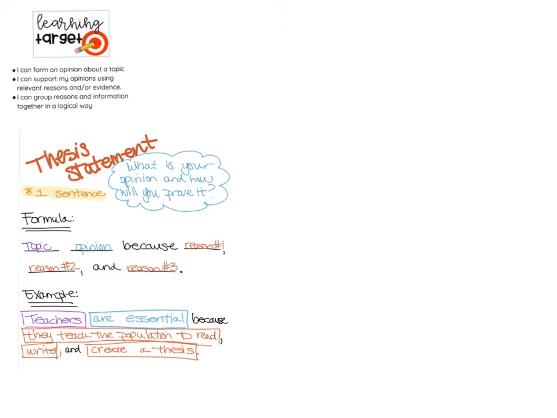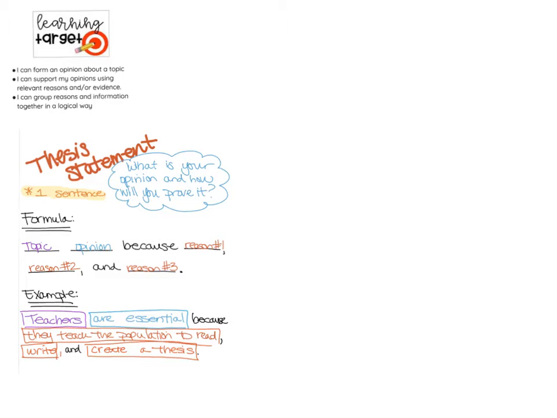Then the formula has 3 different parts. In purple, you have your topic, and then you state your opinion, and then you have your 3 different reasons. For example, teachers are essential because they teach the population to read, write, and create a thesis.